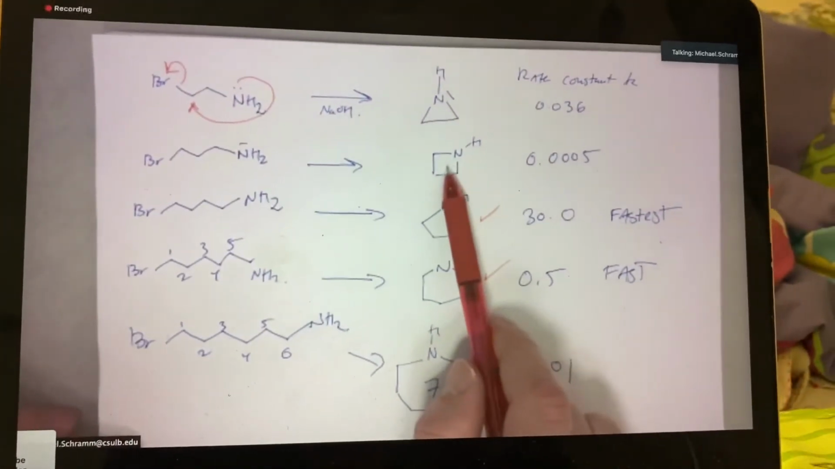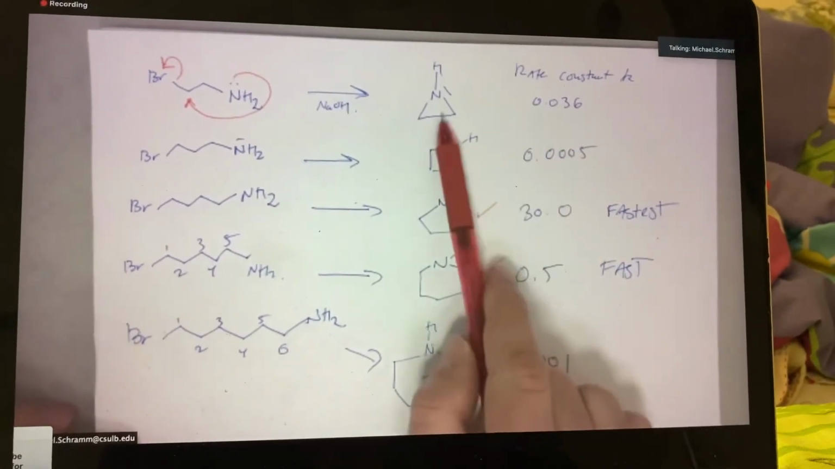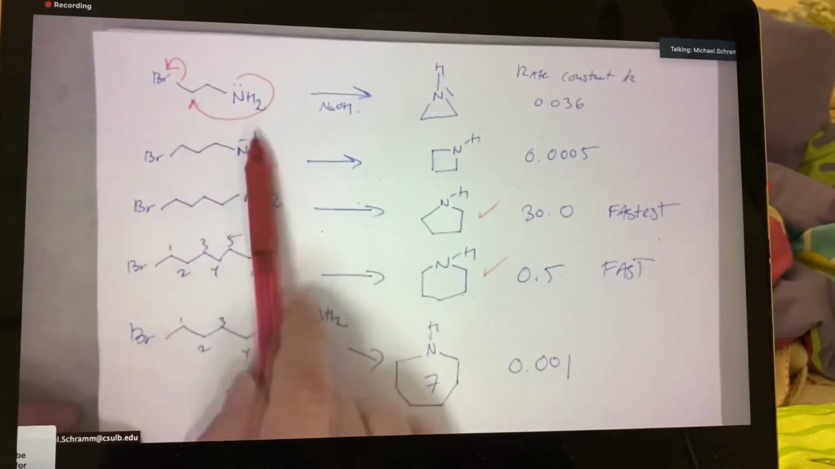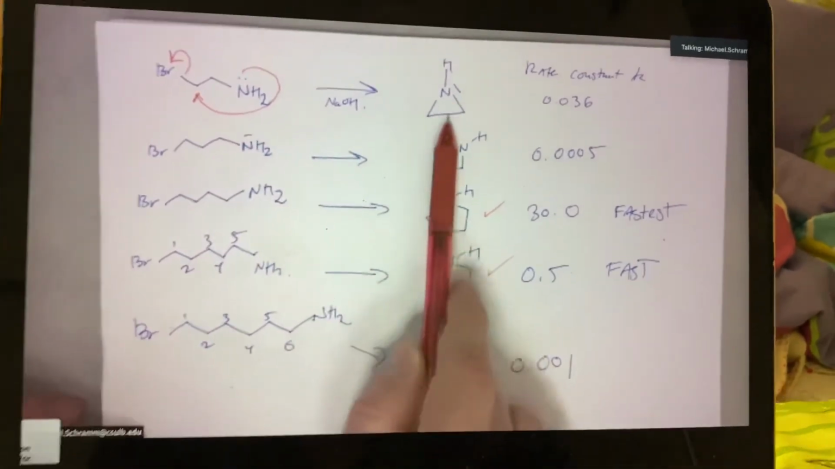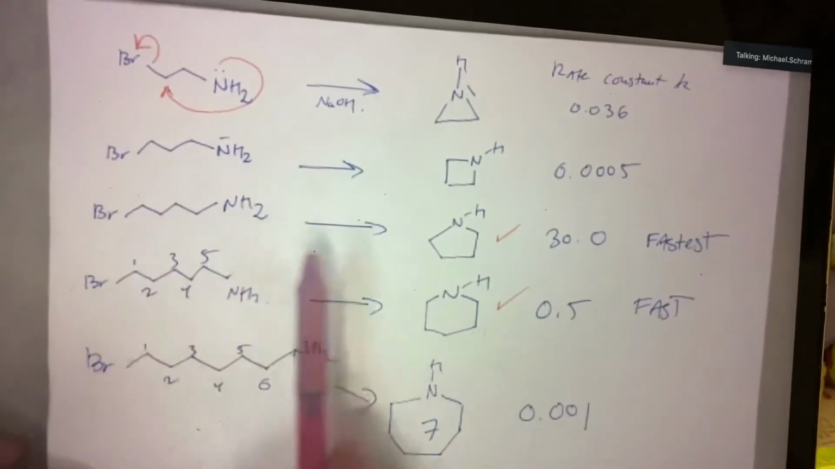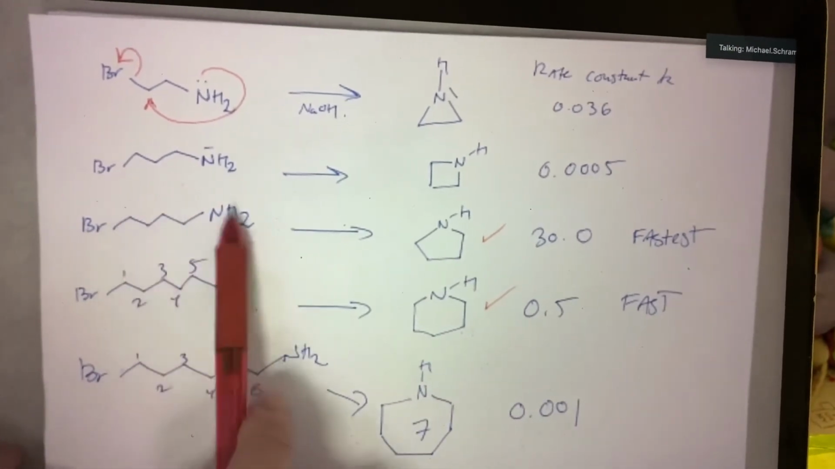4 membered ring is very, very unstable. 3 membered ring is also very unstable. But these two things, finding this location, is actually quite easy to do. But 3 membered rings and 4 membered rings result in some instability. 5 and 6 membered rings are very stable rings, and the nitrogen group is quite close, easy to find.